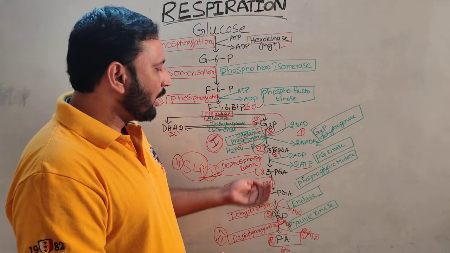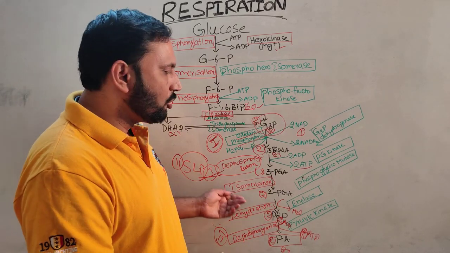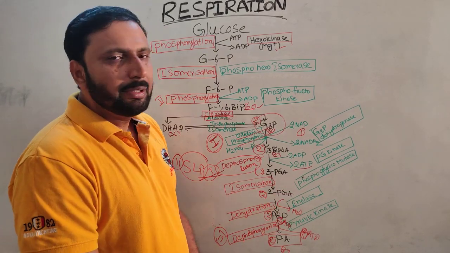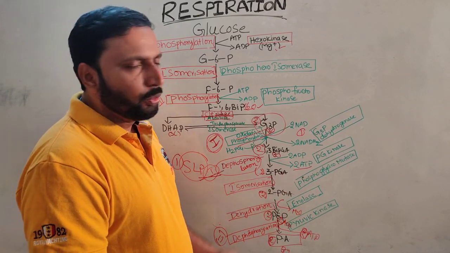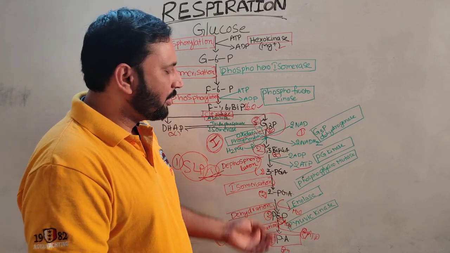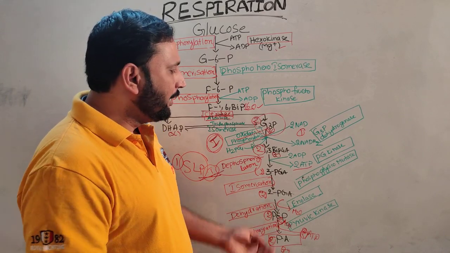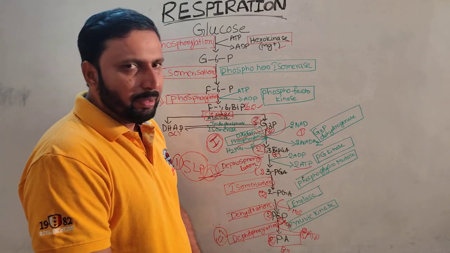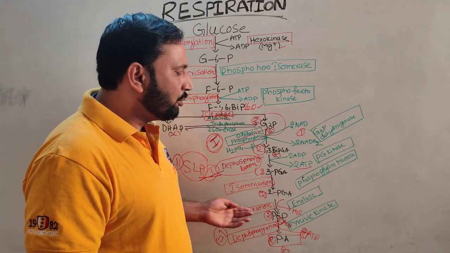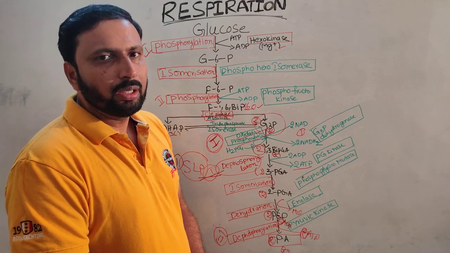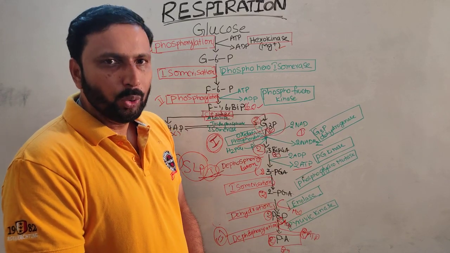Now 3-PGA is converted into 2-PGA, just isomerization. For that, the enzyme is phosphoglyceromutase, which is required for the formation of 2-PGA. Then 2-PGA is converted into PEP, phosphoenol pyruvic acid, due to dehydration, removal of water. For that the enzyme is enolase.